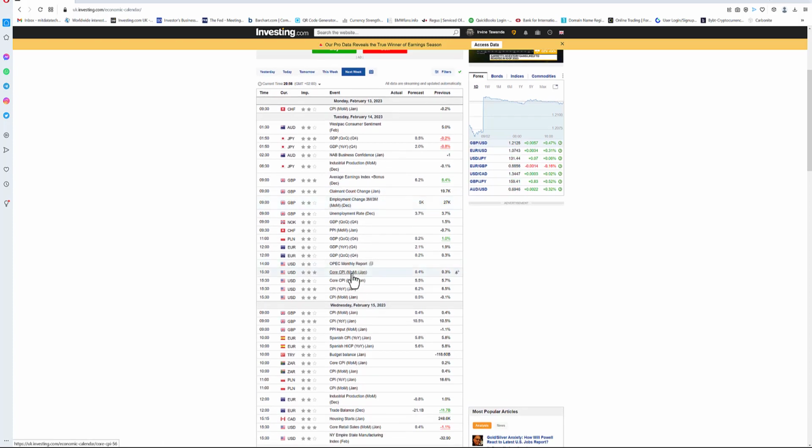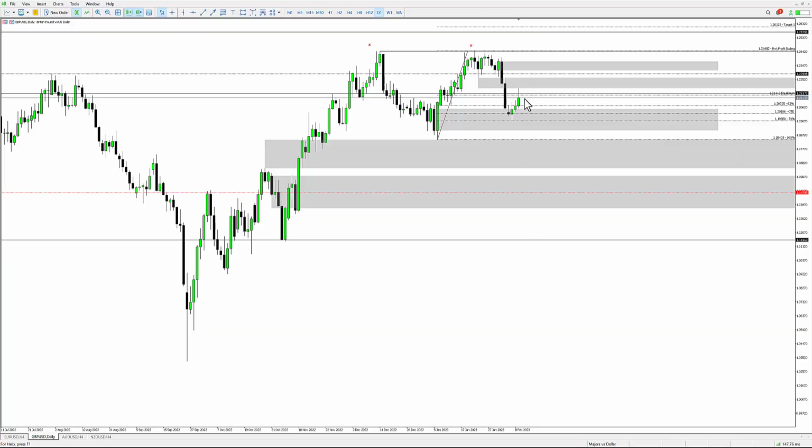And then we also have the most anticipated core CPI news, right? So expect those fundamentals to really give a boost to the bulls, heading towards 1.24482. So you can see here, we've already seen that price has found discount right at 1.19.